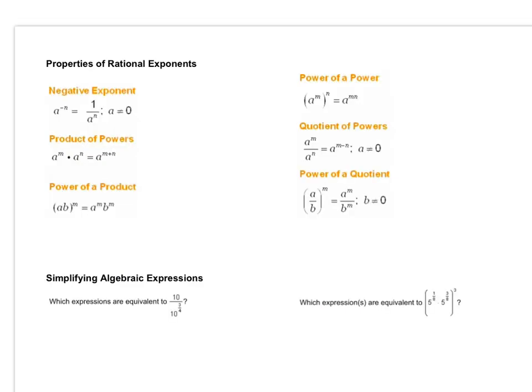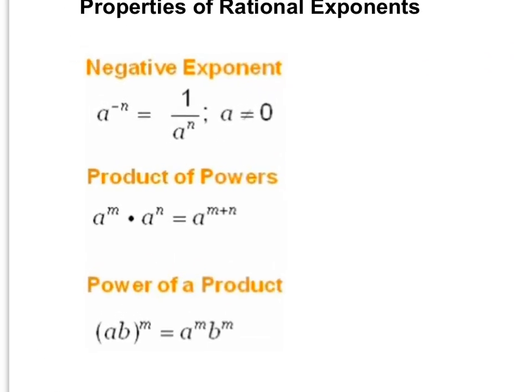Okay, so before we move on and start talking about simplifying these algebraic expressions, we need to talk about the properties of rational exponents. And so we have 6 different operations that we can do, okay? And I'm going to start over here and work my way down and then over.